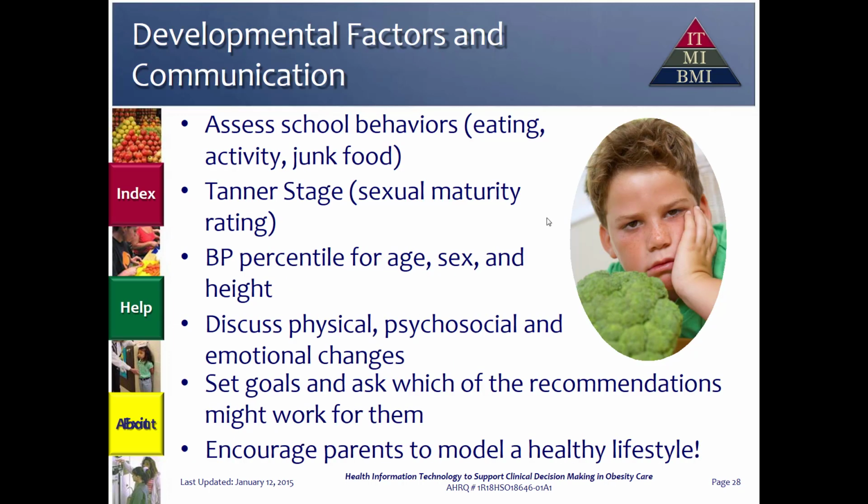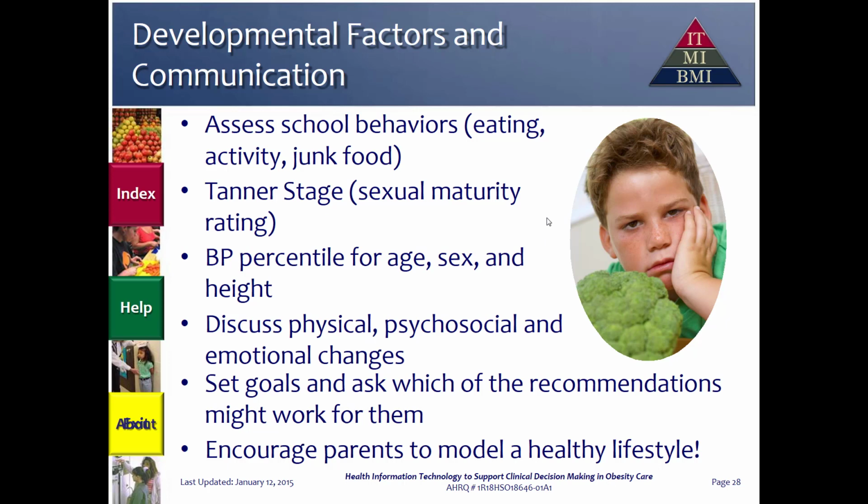So the developmental factors in communication, some examples of those include assessing school behaviors, eating activity, junk food. We want a Tanner stage documented. It's a sexual maturity rating. If this child is still going to grow taller, they may actually be able to grow into some of that weight, where if the Tanner stage is already 4 or 5, they're not going to be getting much taller, and you really need to focus on helping them get the weight to a healthier range.